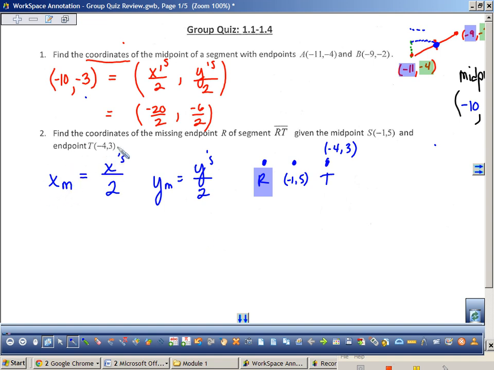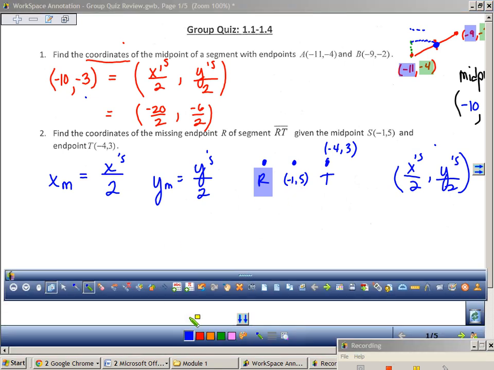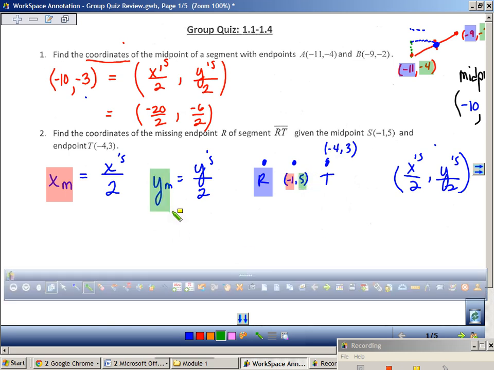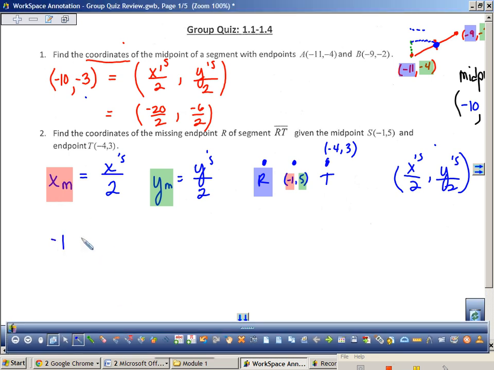All right. So if I'm trying to find the midpoint, I find my x's and my y's. Well, they gave me the midpoint. They gave me my x, my x is -1, so that goes here. And my y is 5, so that goes here. So it would be -1 equals, I don't know one of them. This is a question mark, right?